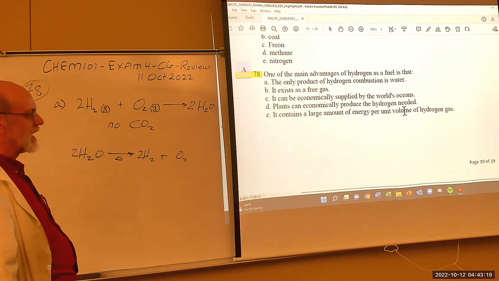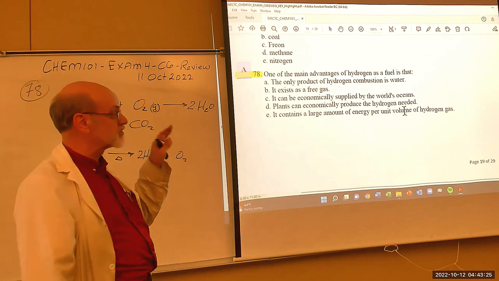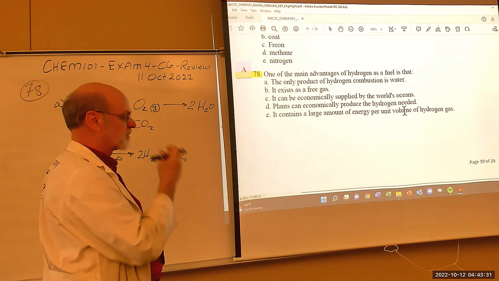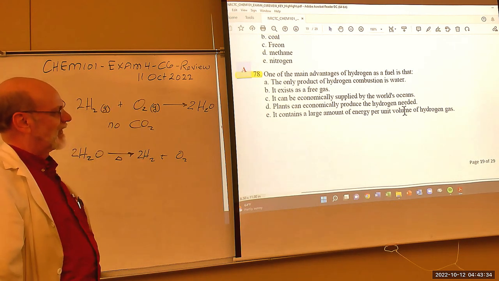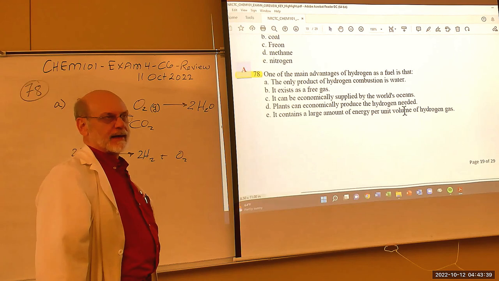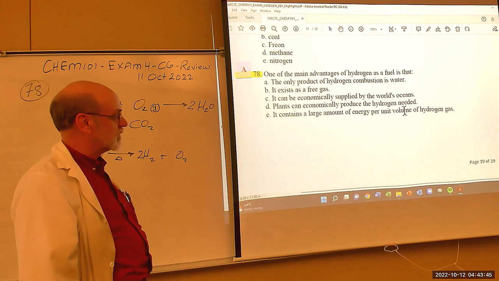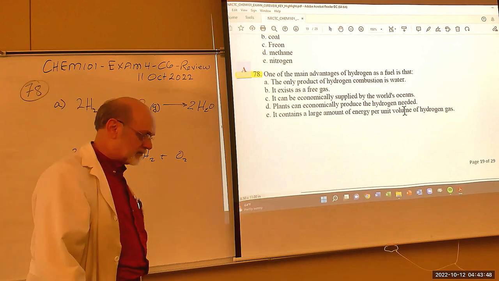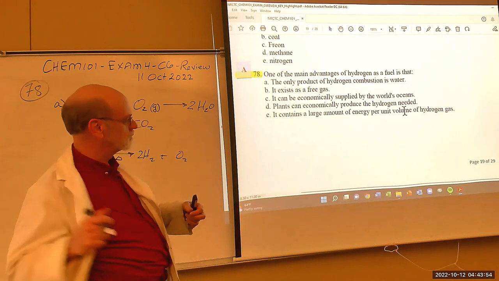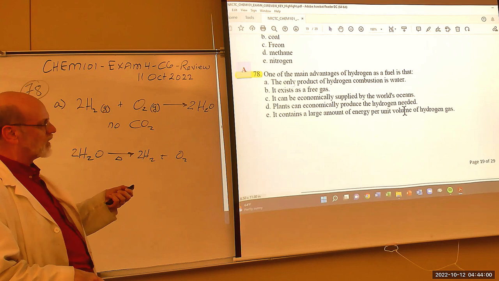Plants can economically produce hydrogen needed. No, plants don't do that. Some microorganisms do, but it's not economical. Contains a large amount of energy per unit volume of hydrogen gas. That's not the main advantage as a fuel. It does produce a certain amount of energy per unit volume, but there are other gases that produce much more energy per unit volume. This is the main advantage. Hydrogen combustion produces water.